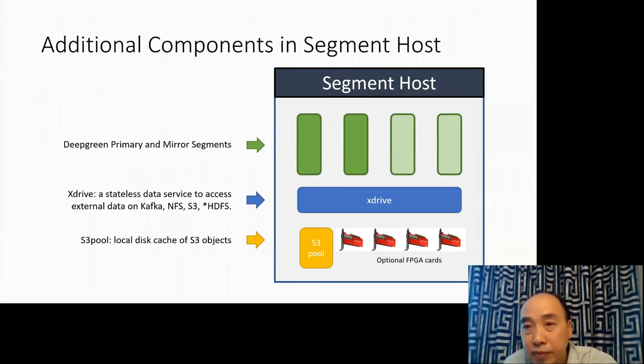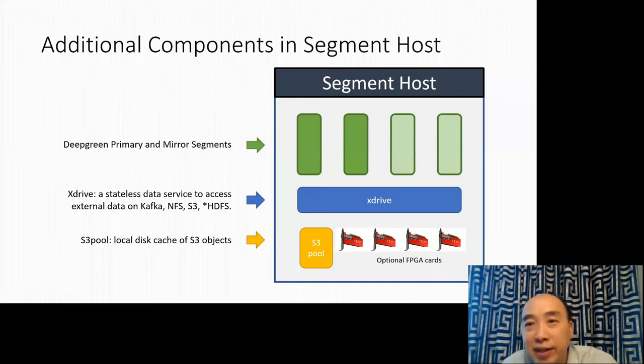But if it's just "give me this file," what is the FPGA actually doing then? Because you wanted to say scan this data and do this predicate, right? No, xDrive is a general interface. It supports all these other external data. What it does is allow you to mount a logical disk.